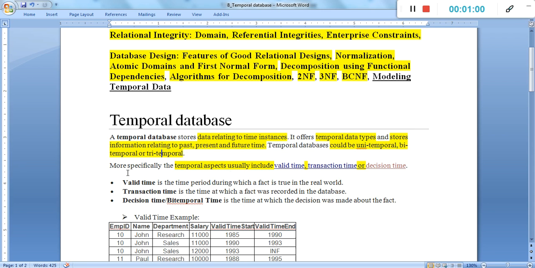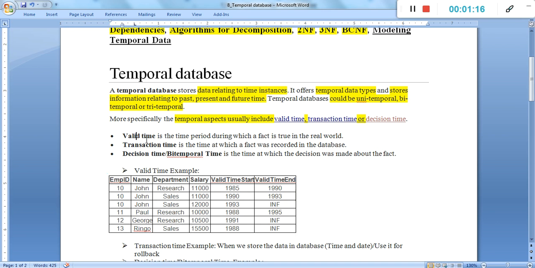Now, the temporal aspects that a temporal database or temporal data usually include are valid time, transaction time and decision time. Now we will look at them one by one. Valid time is the time period during which a fact is true in the real world. That is the valid time of a particular record.